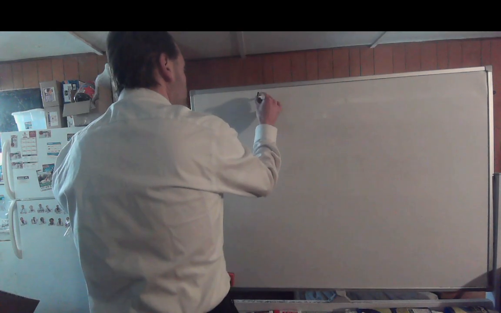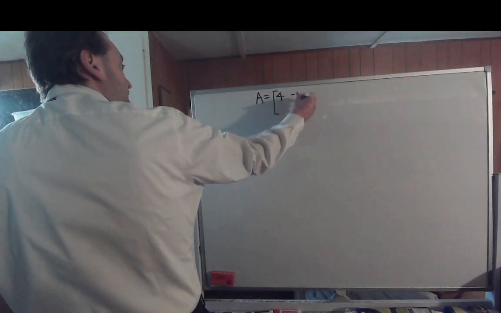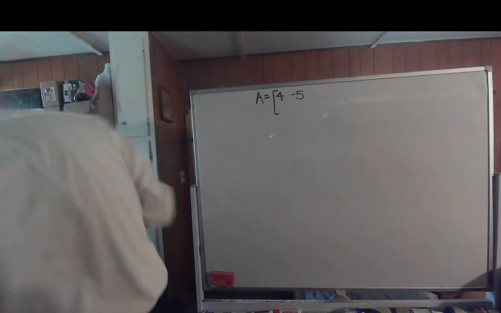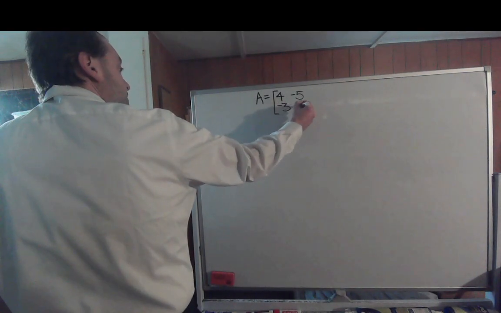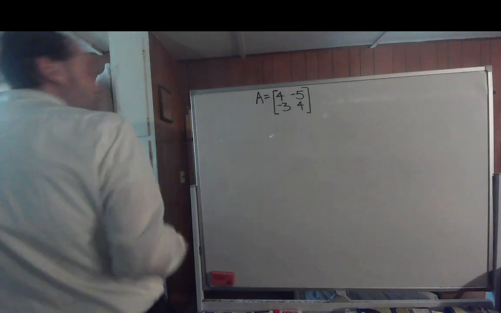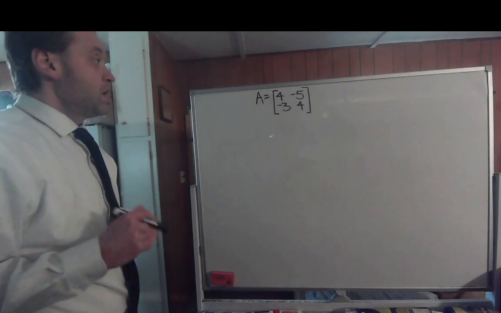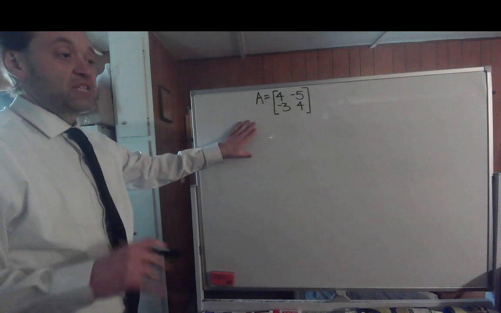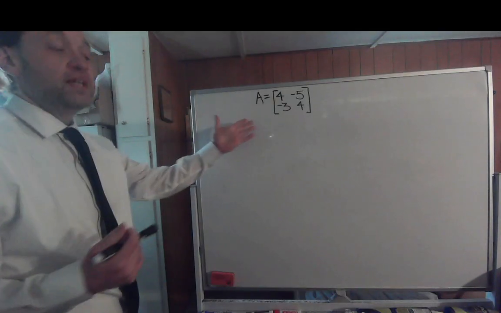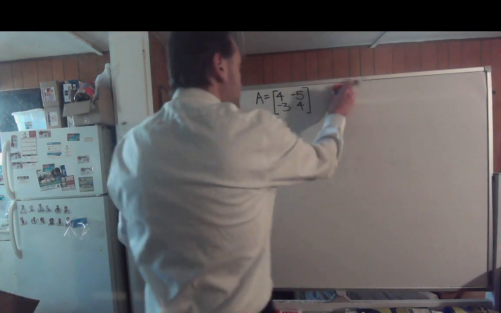So we have our very first matrix here, matrix A, which has entries 4, negative 5, negative 3, and then 4. So there's matrix A with entries 4, negative 5, negative 3, and 4. The first thing you want to do when you have a matrix, before you can even try to find its inverse, is find the determinant. So, take that determinant of A.